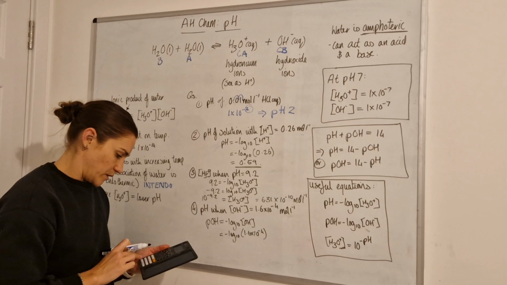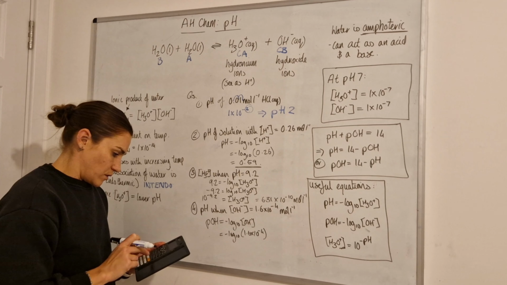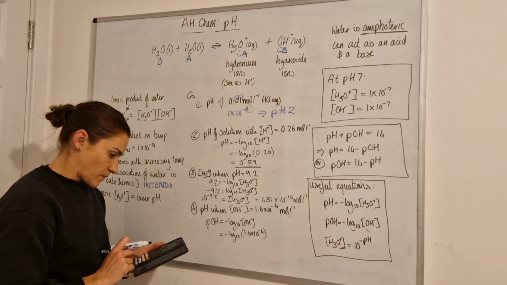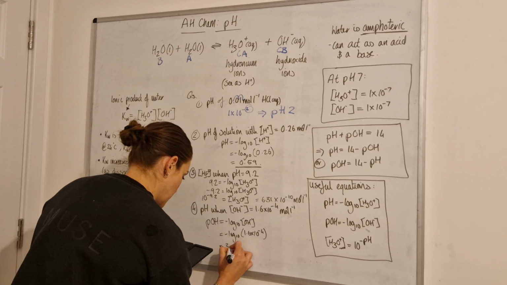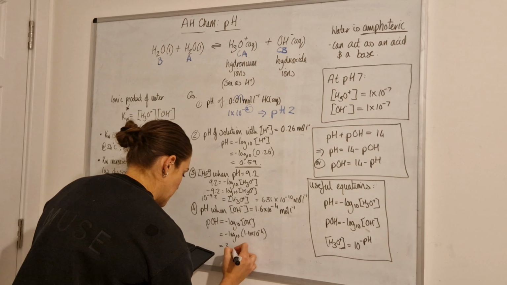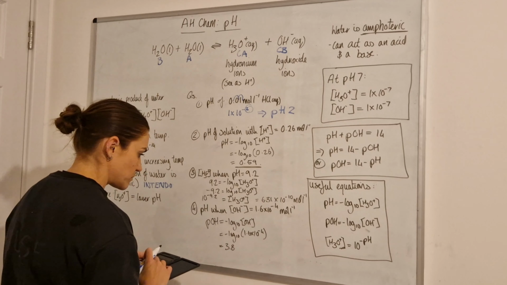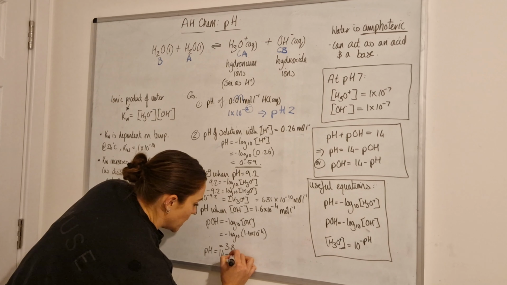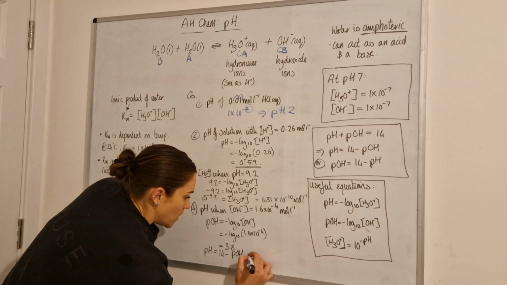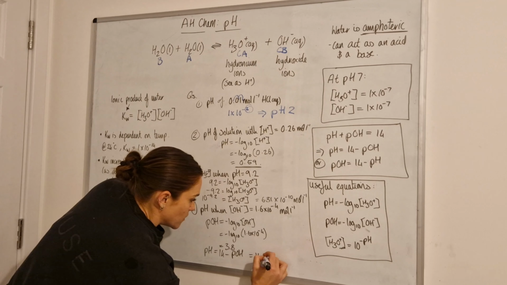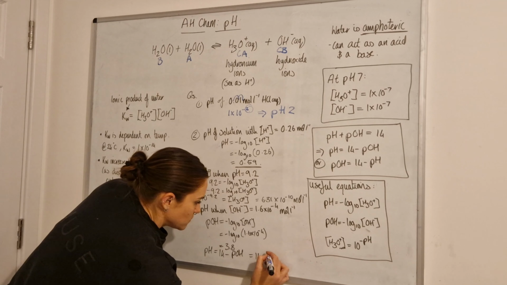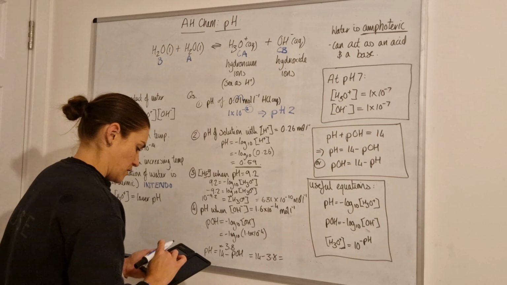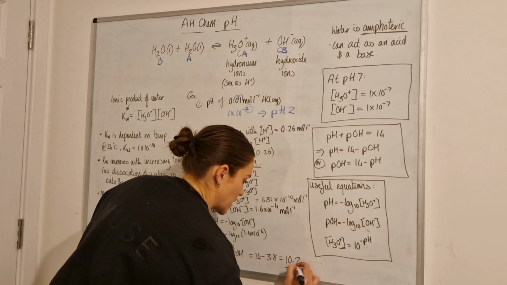So plug that into my calculator first. Negative log times 1.6 times 10 to the minus 4. So that gives me 3.79588. So I'll just round it to 3.8. So that's the pOH. That means then that the pH is going to be 14 minus the pOH, which would be 14 minus 3.8, which is, I should really be able to do that in my head, 10.2. So that's the pH.